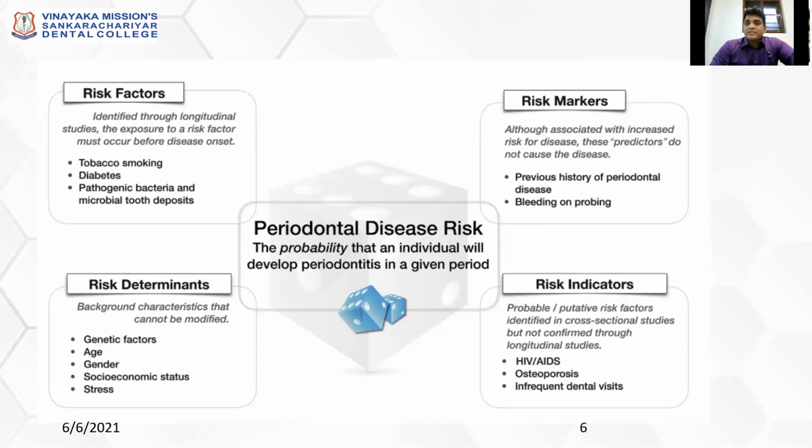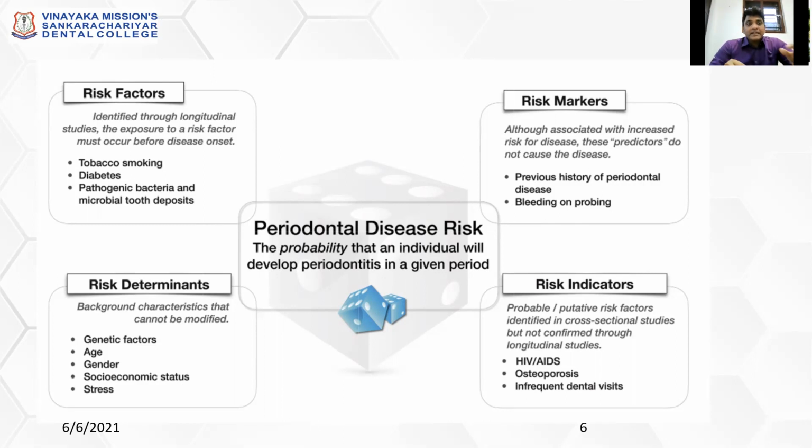What is a risk marker? As I said, a risk marker does not cause the disease, but it will be a clinical feature of the disease. For example, bleeding on probing, if present, means the patient has periodontal inflammation. And a previous history of periodontal disease means they have a greater chance of the disease occurring. So these are risk markers.